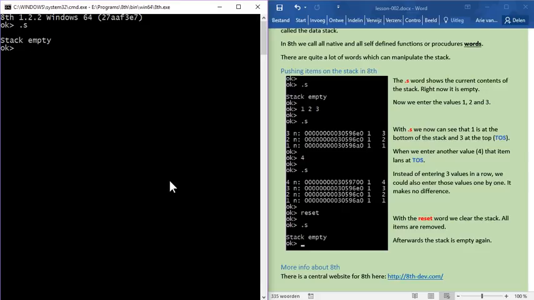Okay, so now I want to put a few values on the stack. So I want to put a 1 and a 5 and a 7 on the stack. And now I press enter. Okay, now I again use the .s word to show what's on the stack.